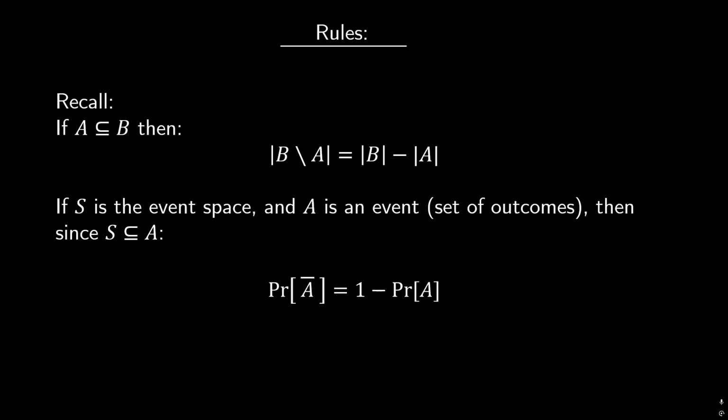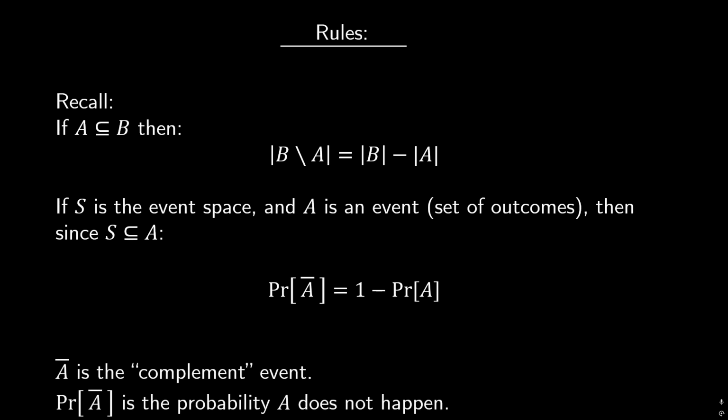So what is the intuition behind this? The intuition is that A-bar is the complement event, right? Think of this as saying the probability that A does not happen. So for example, maybe we wanted to say, what's the probability we didn't win? In other words, the probability that we switched and we got a goat. That's an example of a complement event, right?